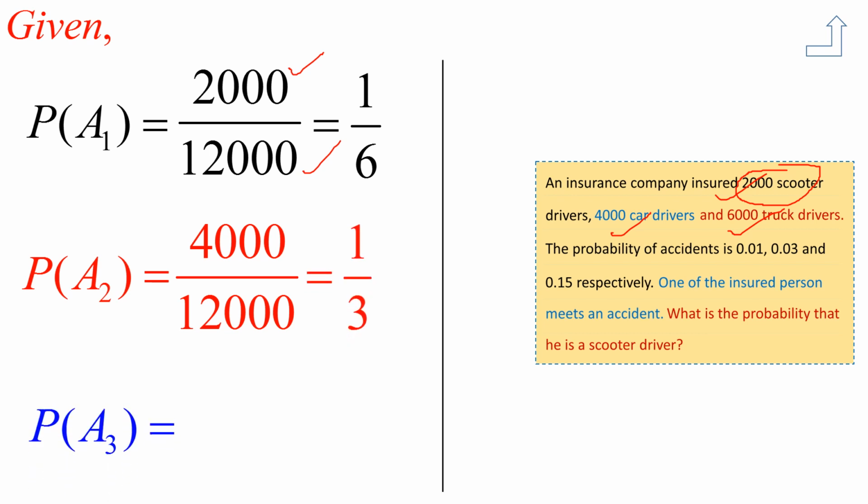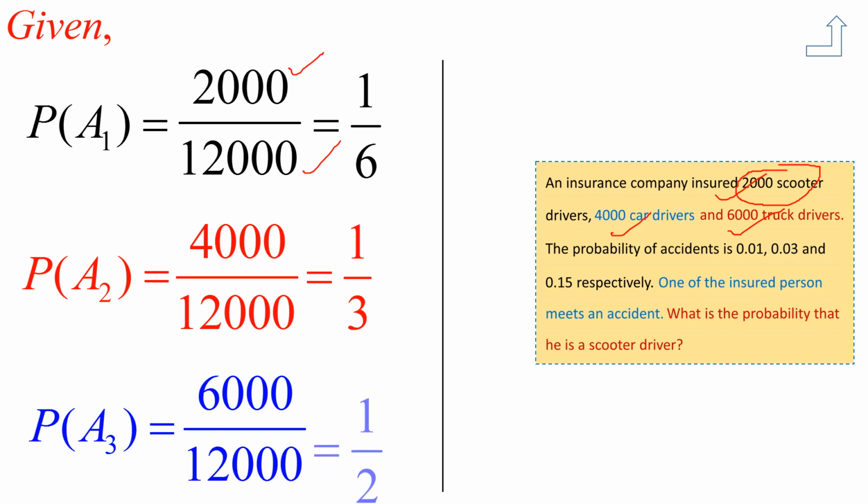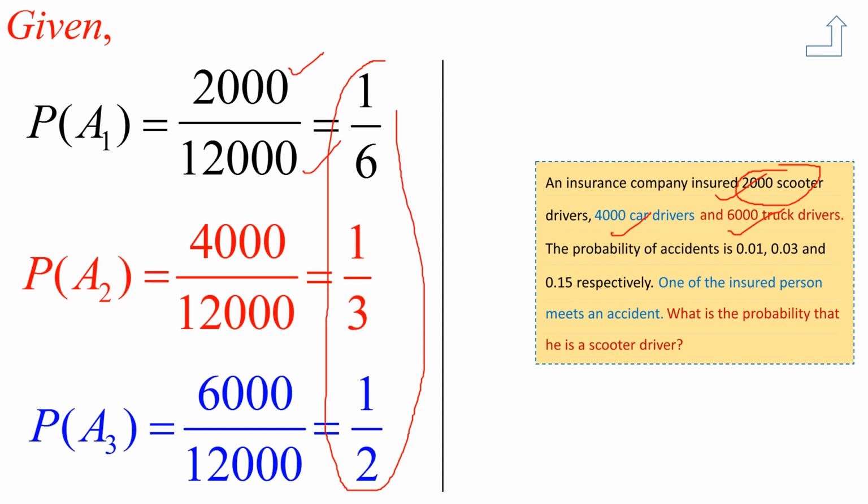And similarly, probability of selecting a truck driver. So we know from here, truck driver 6,000. So 6,000 divided by 12,000. Now 1 by 2. And now please understand, they are called what? They are called mutually exclusive events and also exhaustive event. Mutually exclusive means both cannot happen simultaneously.